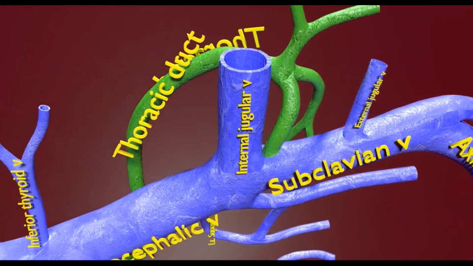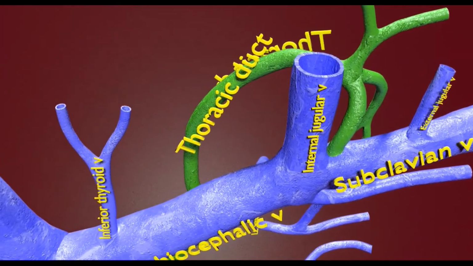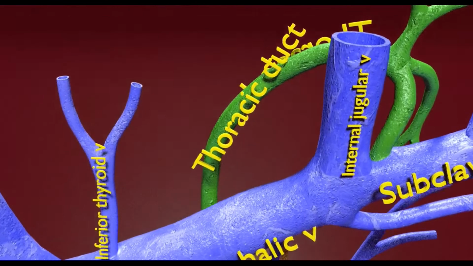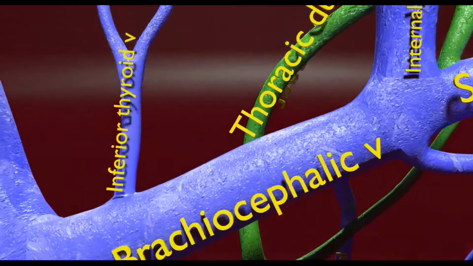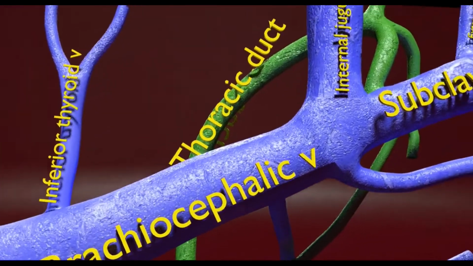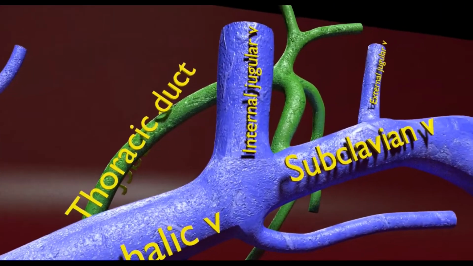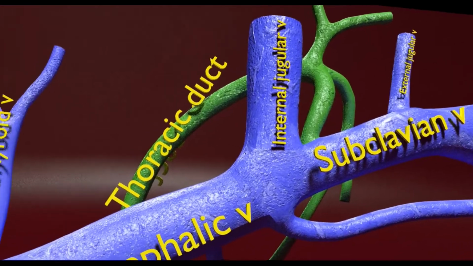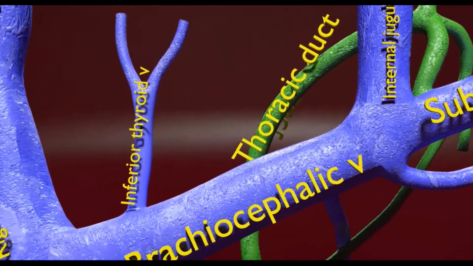Now we will move to the inferior thyroid vein, which arises in the venous plexus on thyroid gland, while superior and middle thyroid veins serve as direct tributaries to internal jugular vein. Inferior thyroid vein drains into brachiocephalic vein.